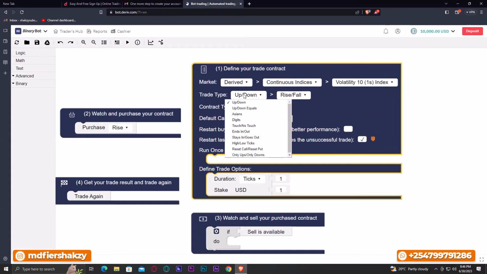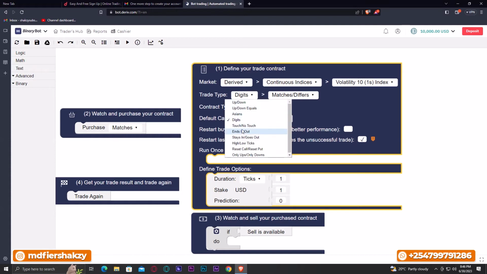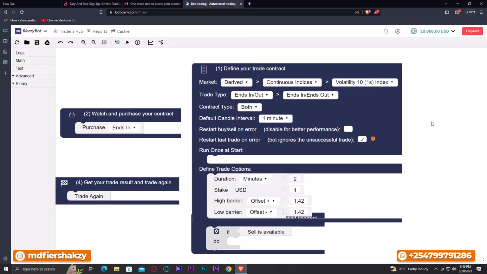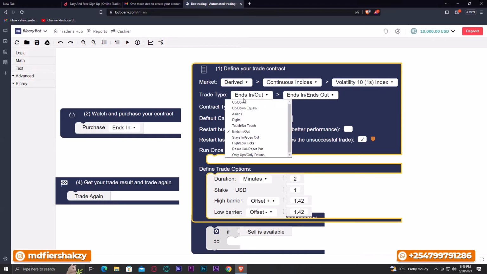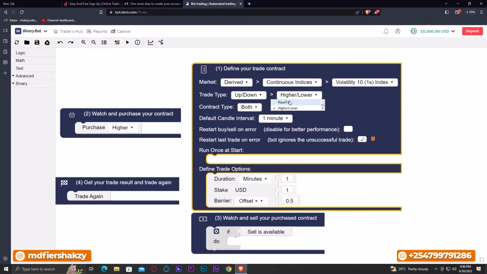Then the trade type, you can trade up and down. You can trade up or down, equal, Asians, digits, touch not touch, ends in, ends out. Okay, don't let this confuse you. Let me leave it at up and down. So we will be trying to predict, will the market rise or fall? And then you can choose either higher, lower, or rise and fall.